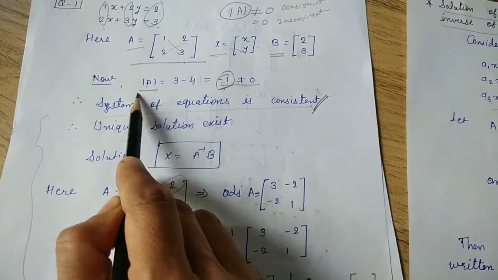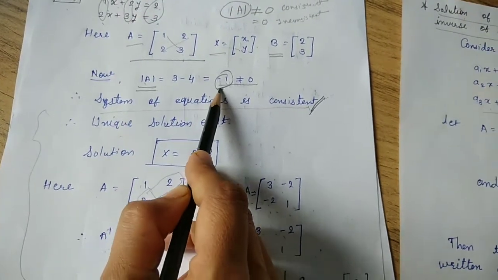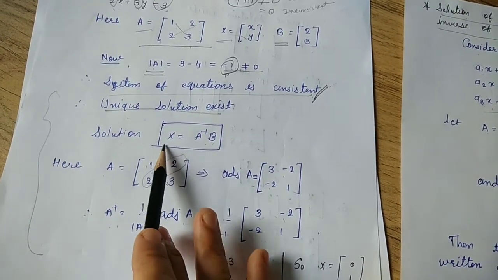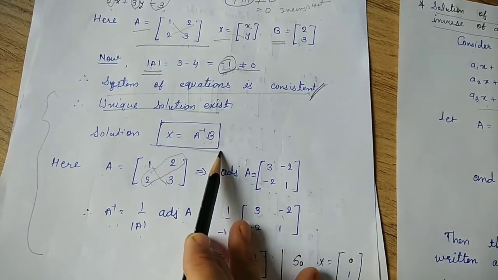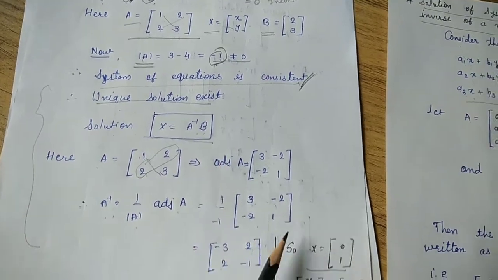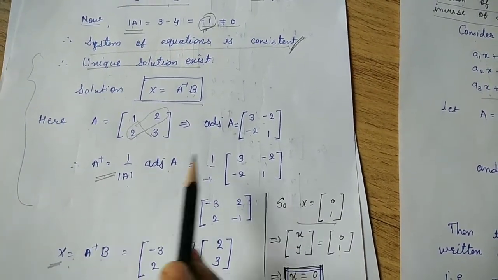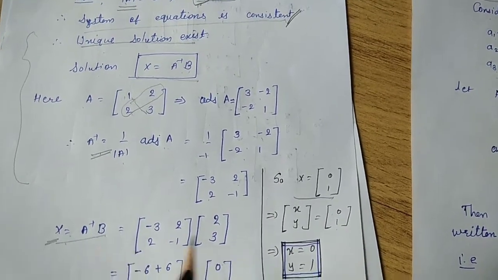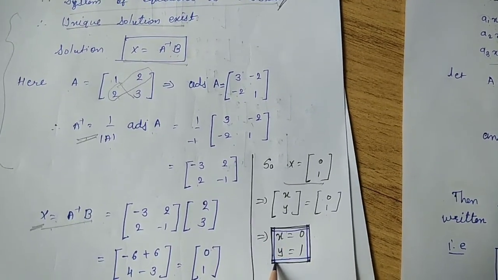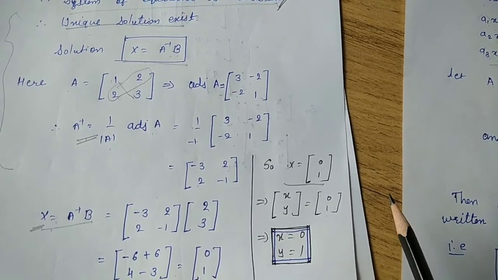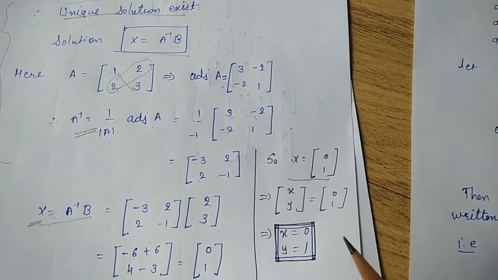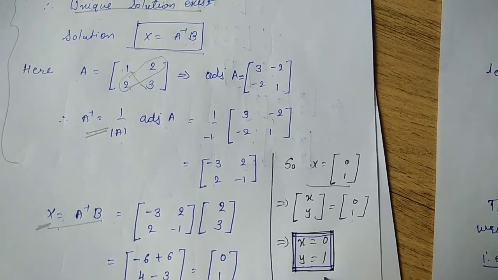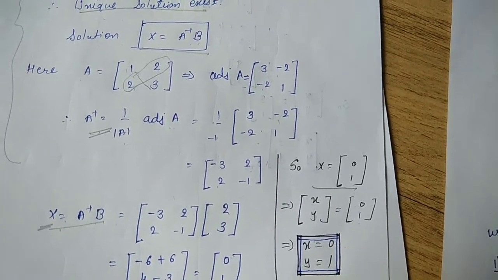Then check the determinant of A, it is non-zero. If it is non-zero, then a unique solution exists. If a solution exists, then the solution is X is equal to A inverse into B. And then find out A inverse as we know how to find. And then find X as A inverse into B. So you will get the solution X, Y. And if there are 3 equations, then x, y and z. So in this way, student, we can find the solution of given equations.